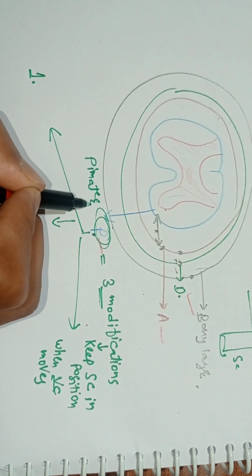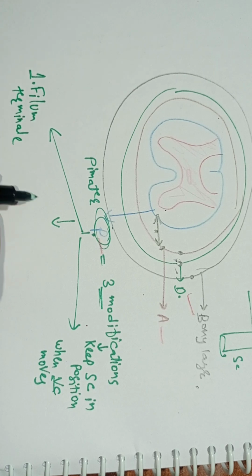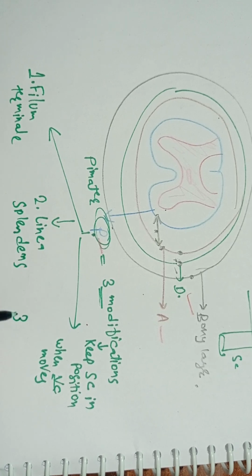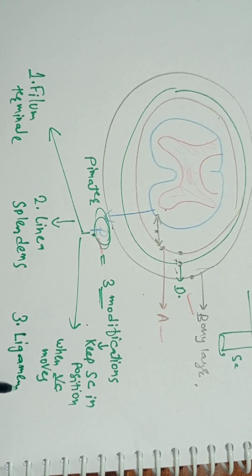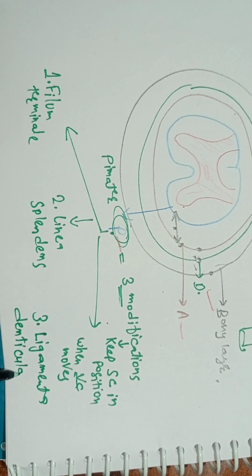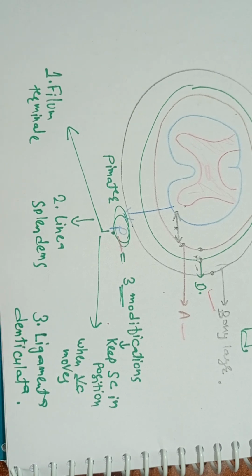Number first is called the filum terminale. Number second is known as the linea splendens, and number third we have the ligamenta denticulata. Clearly, these are the three modifications of the pia mater: filum terminale, linea splendens, ligamenta denticulata. They keep the spinal cord in position when the vertebral column moves.